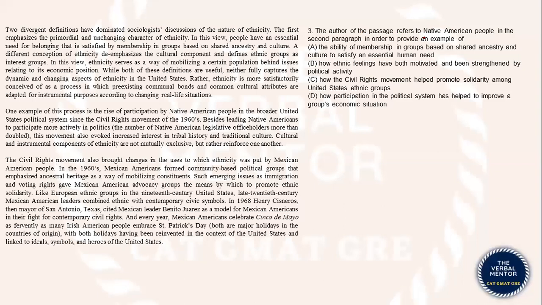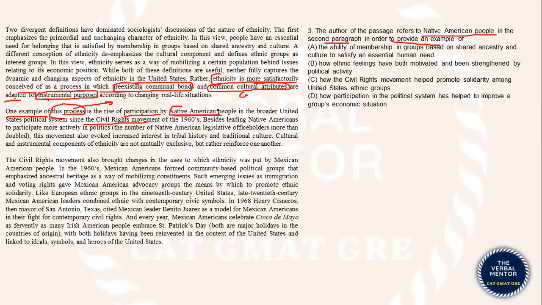Number 3. Author of the passage refers to Native American people in the second paragraph in order to provide an example of what? Okay. One example of this process is the Native American participation in the civil rights movement. Now, this process refers to the previous paragraph, which means the answer will be located in the previous paragraph. So author says ethnicity is more satisfactorily conceived of as a process in which pre-existing communal bonds and common cultural attributes are adapted for instrumental purposes. Okay, so the culture is adapted to instrumental purposes such as this purpose here, and that is why author has cited this example of Native American people.